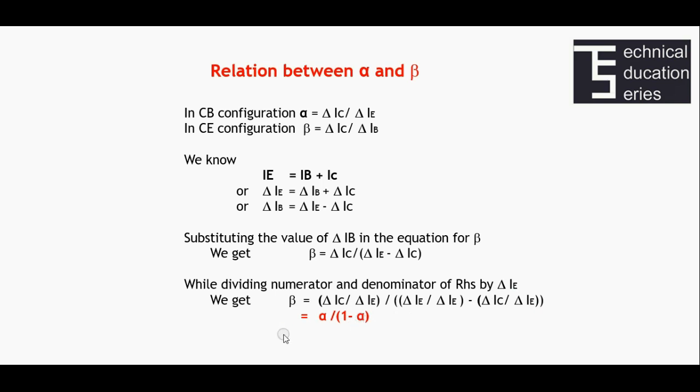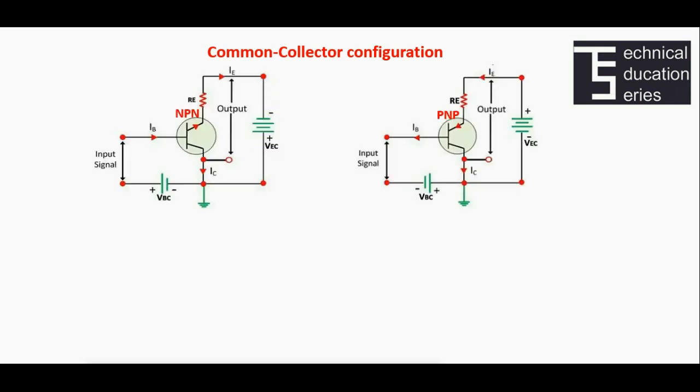We can also have another expression, that is alpha is equal to beta divided by 1 plus beta. So let us see common collector configuration. Common collector arrangement for the NPN and PNP transistors are shown.